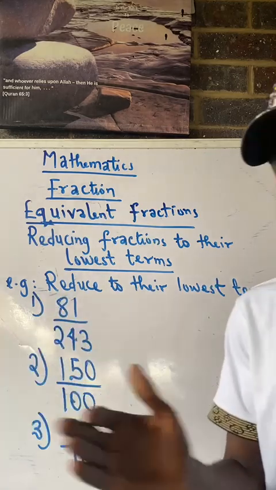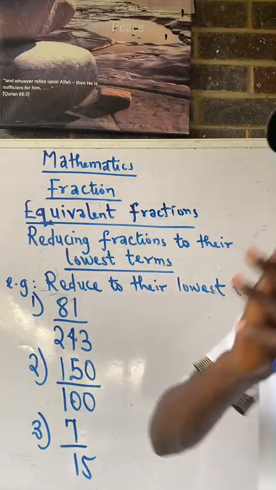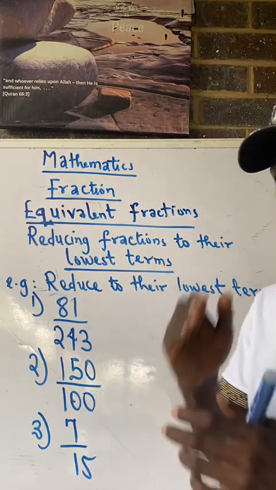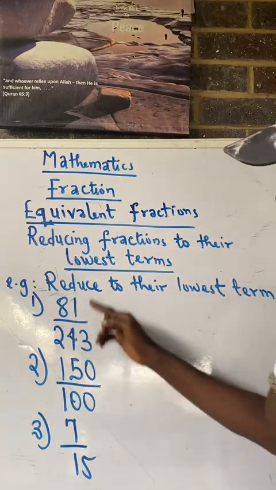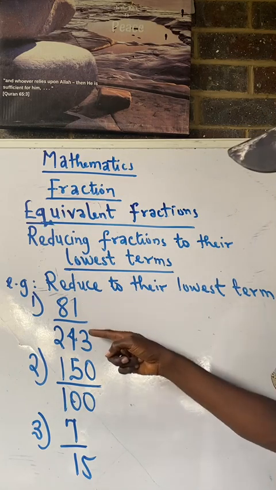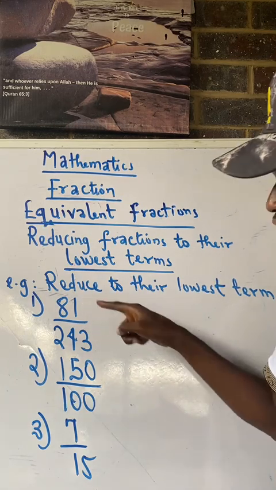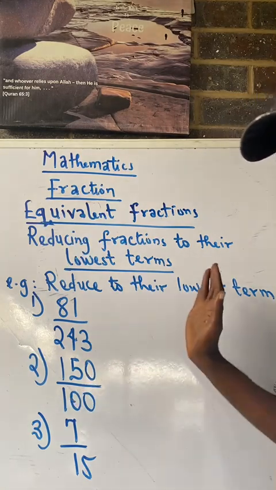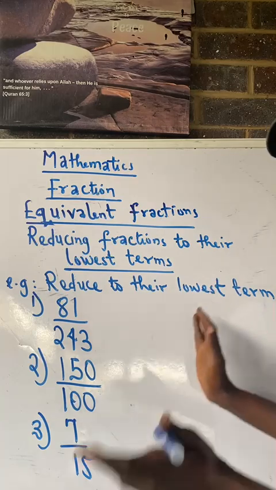So out of all these numbers, if you want to go straight without wasting time, just go for the biggest number that can divide both of them. The biggest number that can go in both of them is 81. 81 can go in this once, and 81 can go in 243 three times. So the final answer will be 1 over 3.